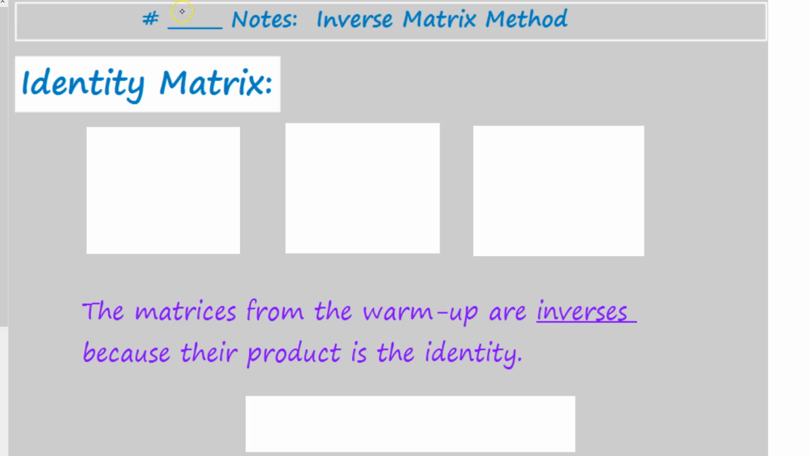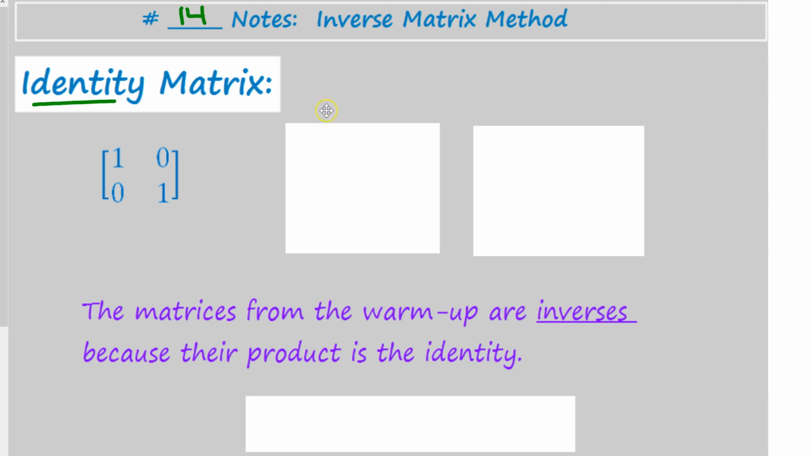Okay, we're on notes number 14, and we're going to learn a method called the inverse matrix method. But first we need to talk more about this matrix that I'm going to refer to as the identity matrix. We just looked at the multiplicative identity for real numbers, so what is the identity matrix? Well, if you're talking about a 2x2 matrix, it's the matrix with elements 1, 0, 0, 1. If you multiply something else by this, you get the identical thing you started with.